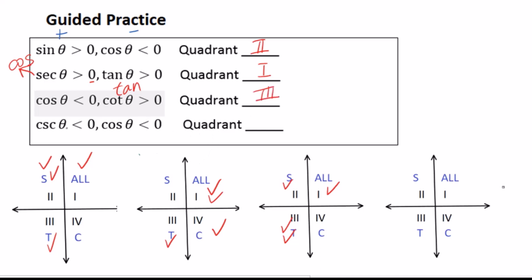Last one. Secant theta less than 0. The reciprocal will be cosine theta less than 0. So we have ST. Sine theta less than 0. So we have TC. For cosine is negative. So we get the third quadrant.